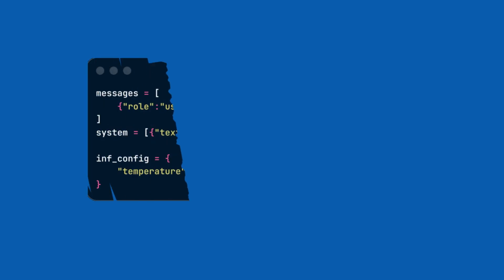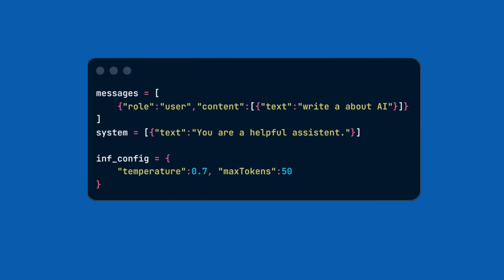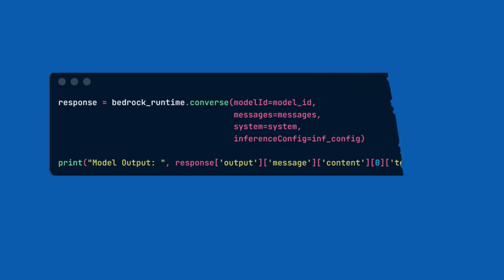Now in the payload, we can define the list of chat history, which comes under the messages. And you can also define a system prompt, like how the model should behave. And there are some parameters we can use to configure the models, like temperature and max tokens. In my previous video, I have already explained what these parameters mean, so you can check it out from there. Now let's call the Converse API. We specify the model ID and pass the messages, system prompt, and parameters.